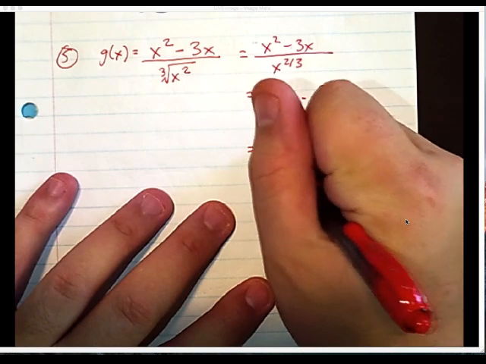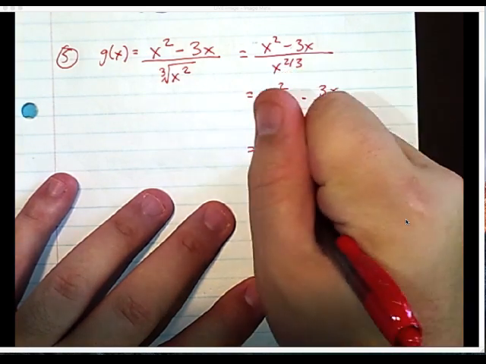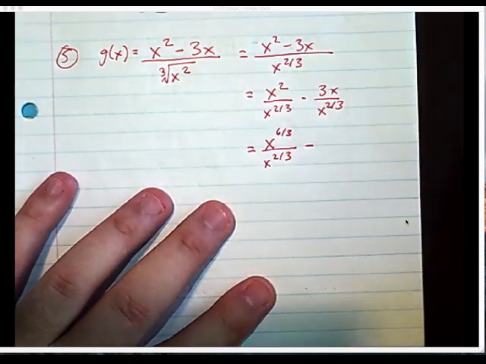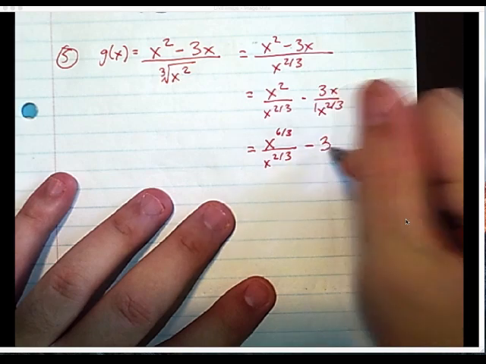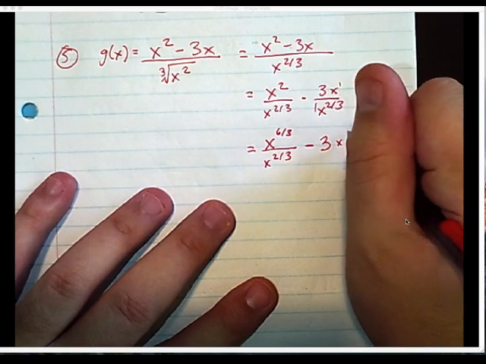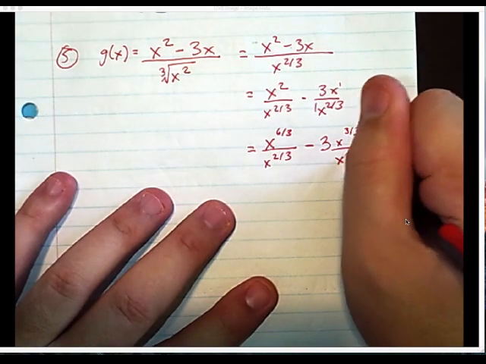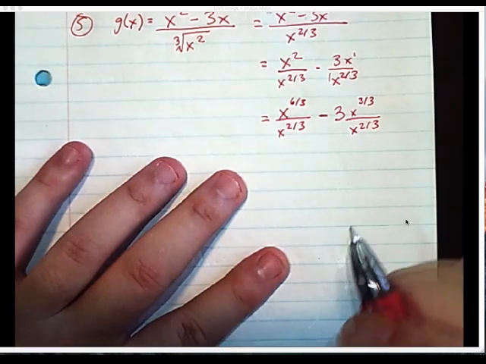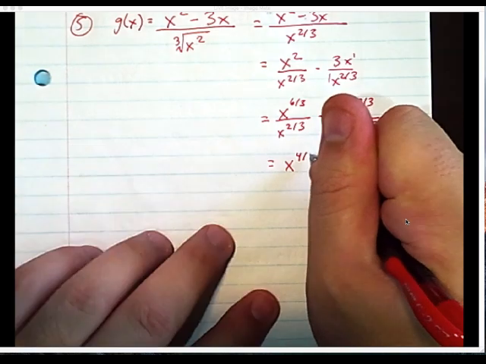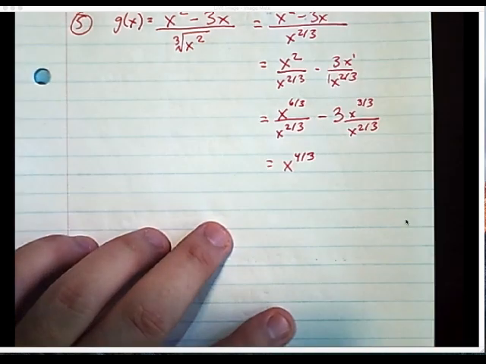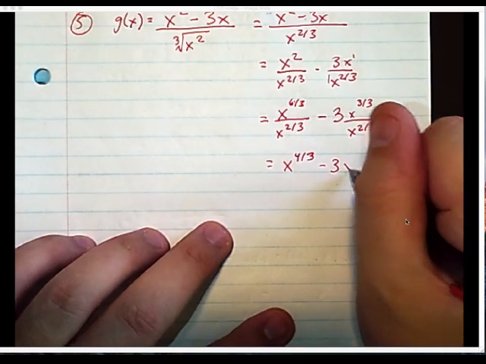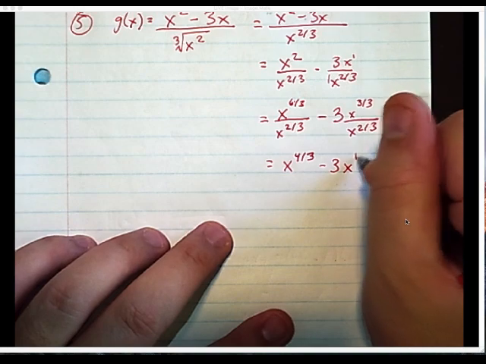Because I know that x squared is really the same thing as x to the 6/3. I'm going to put it in like terms. Okay. This is like 3 over 1, so I can do that. 3, and x means x to the first, which is the same thing as x to the 3/3 over this x to the 2/3. So if you keep simplifying the original function, you don't have a fraction anymore. You just have x to the 4/3 power, because 6/3 minus 2/3 is 4/3, minus 3 times x. 3/3 minus 2/3 is 1/3.